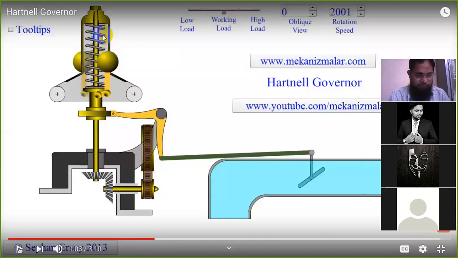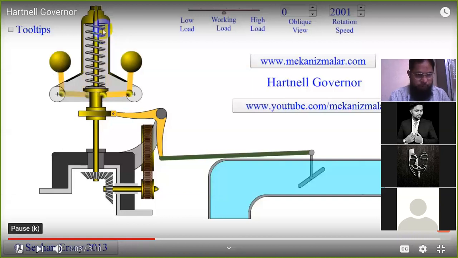Now one difference you notice from the previous video, here the balls are not mounted on a conical pendulum. You don't have arms and links the way you have in Porter Governor. Rather, you have a bell crank lever, that is a horizontal link and a vertical link. And the ball is mounted at the end of the bell crank lever.